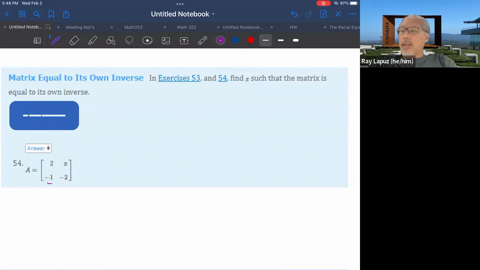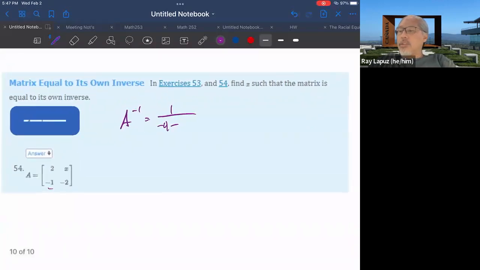All right. We know that the inverse of a 2x2 matrix is going to be 1 over the determinant, which is the product of the diagonals. That's -4 minus the product of the wings, which is going to be, I'm sorry, -1 times x, so it's -x. And then inside of the matrix, we switch the diagonals and we throw a negative on the wings. So this becomes a +1 and a -x.